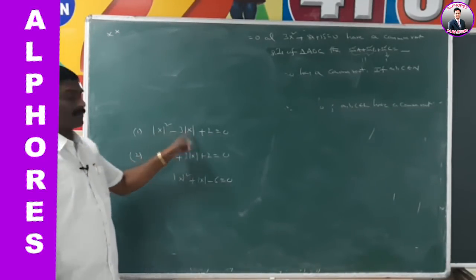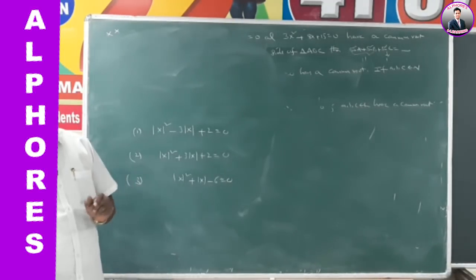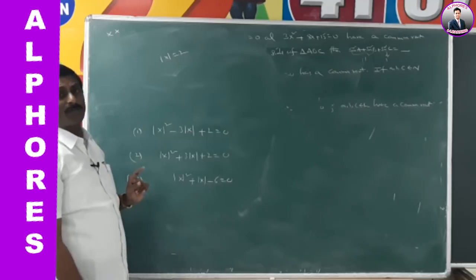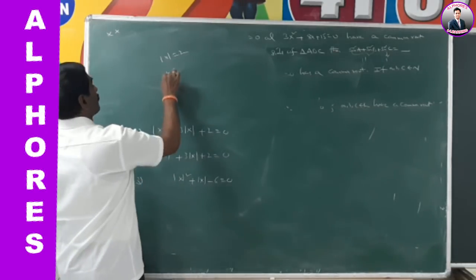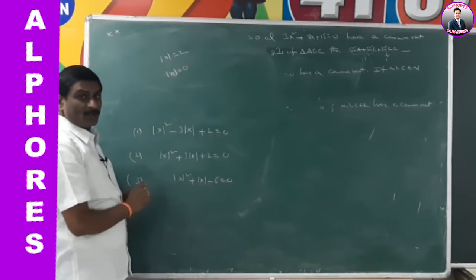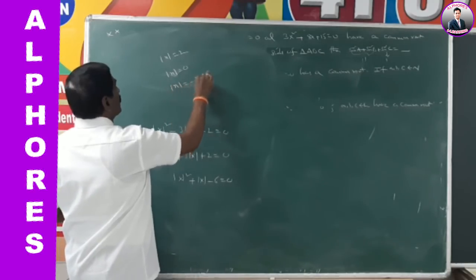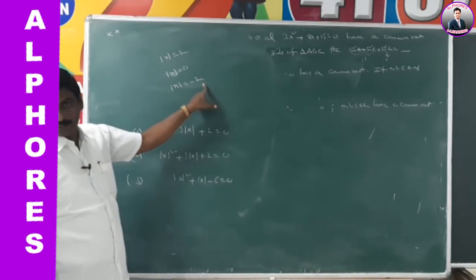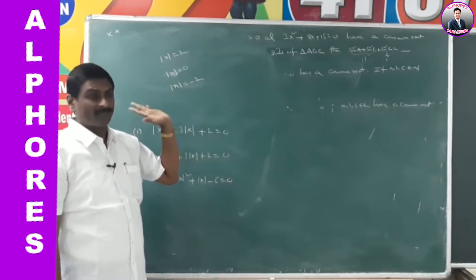It is a quadratic in mod x. We know the modulus function. If mod x is equal to 2, what is the solution of this equation? x is equal to plus or minus 2. If mod x is equal to 0, then x is equal to 0. If mod x is equal to minus 2, the modulus value is always positive, so mod x is equal to minus 2 is meaningless. That is no solution.